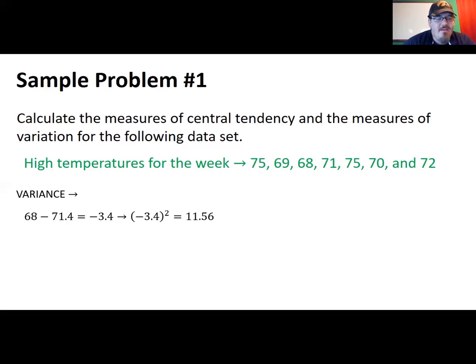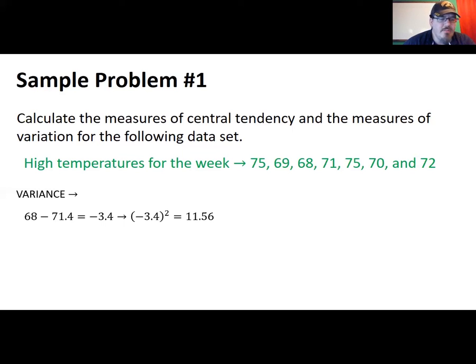To find the variance, you take each value in your data set and find the difference between your value and the mean. We already calculated the mean for our data set. It was 71.4. So I'm going to start with 68. That was the smallest value in our list. And I subtract the mean. Now I do happen to get a negative value, but after you do the subtraction, you square that value.